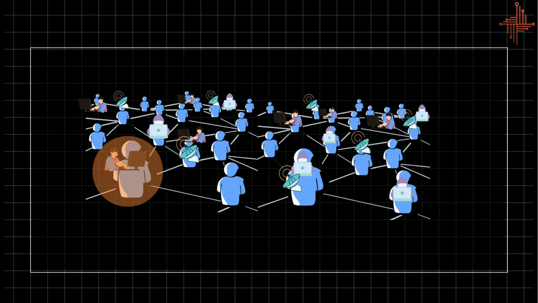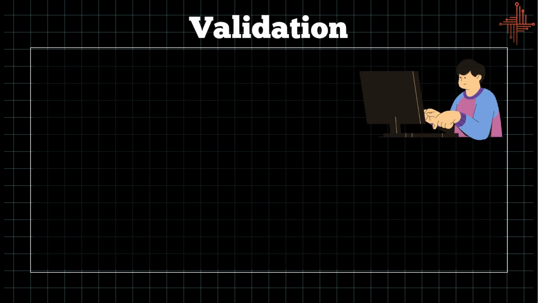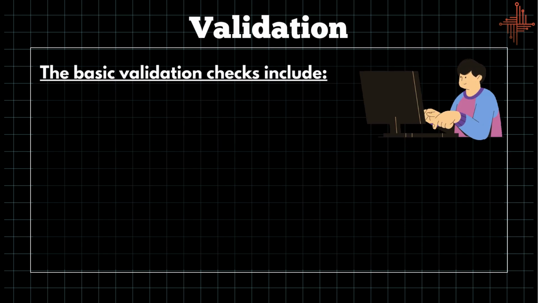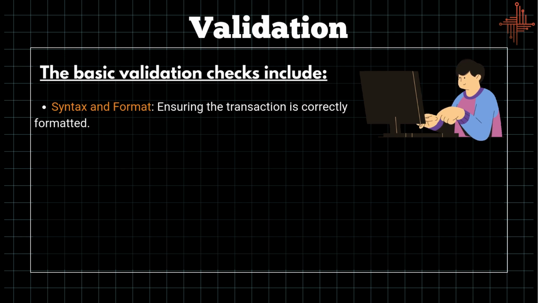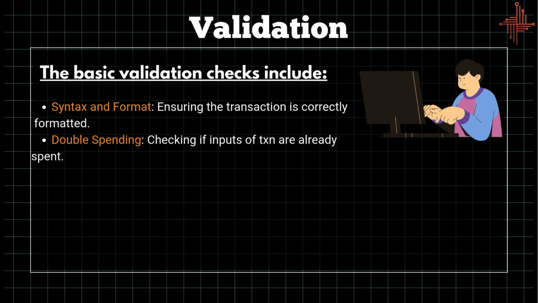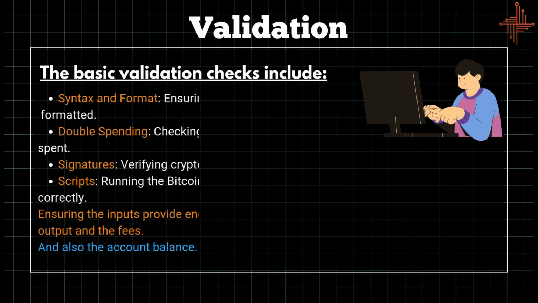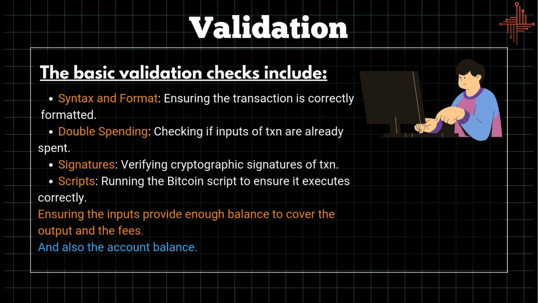So as soon as the OG node receives a new transaction broadcast from its peers, it performs initial checks to ensure the transaction is well formatted and properly structured. The basic validation checks include, first one is syntax and format, so ensuring the transaction is correctly formatted. The second one is double spending. Before talking about double spending, correct syntax and format means having proper serialization and valid transaction size. Double spending means checking the inputs of the transaction, whether they are already spent or not.